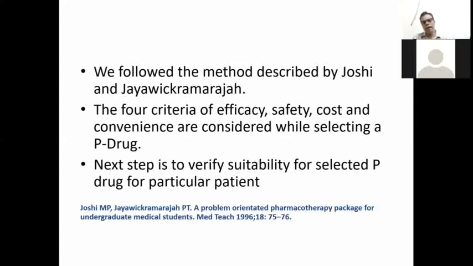As I told before, for dysentery, your personal drug may be tinidazole or metronidazole, whatever. For a person who is an alcoholic, you cannot give metronidazole or tinidazole, so you have to verify the suitability. Whether this drug can be given to this patient requires verification. So we verify the suitability of the P drug for the particular patient, and we can change it. Like for an alcoholic patient with amoebic dysentery, we can give secnidazole.